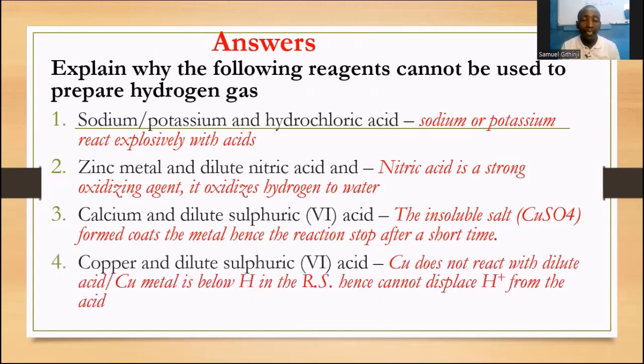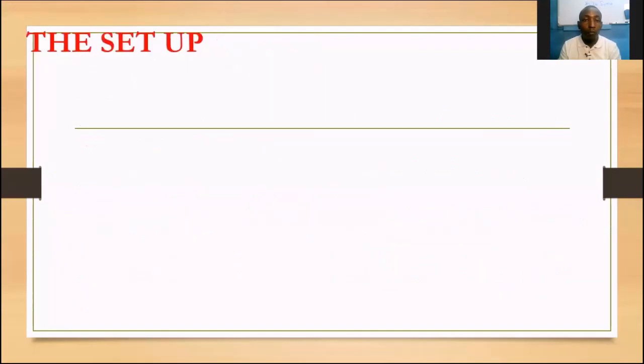Why not copper and sulfuric acid? Copper is below hydrogen in the reactivity series, so it cannot displace hydrogen ions in the acid, so it cannot react. Generally we say copper does not react with dilute acid, so you don't get any hydrogen. So a very important part there, my student, kindly note it. Okay, we move on now.